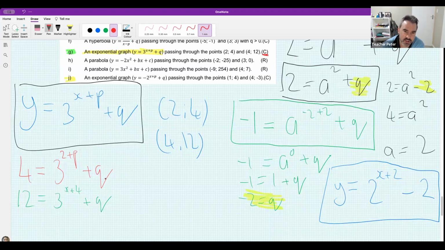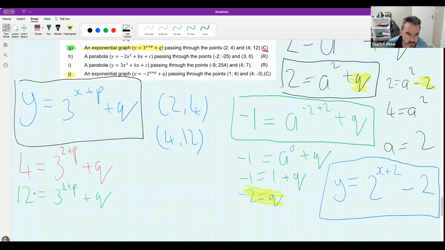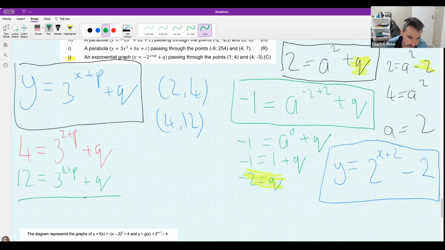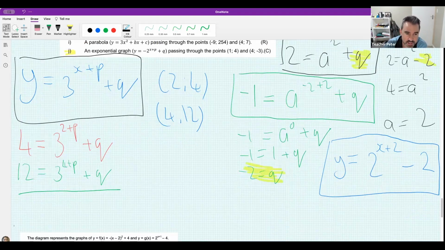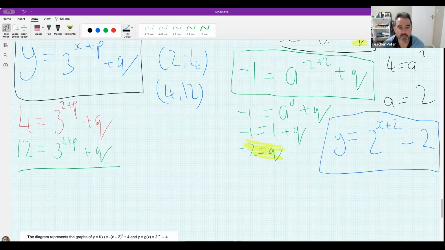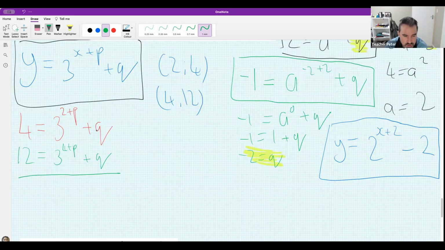Okay, so we know that we've got this stuff here. So, oh wait, I've made a mistake. So I'm also concentrating here. So 4, 12 would be 4 plus p, and it would be like that. Now, I have to get rid of something in order to make this work. Okay, so what I'm thinking is these are two equations. What if I subtracted the one from the other?